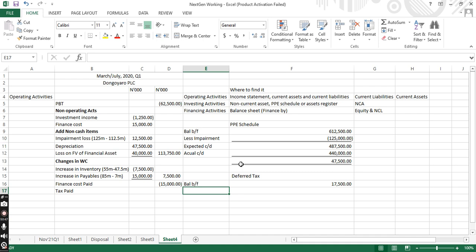Normally, if there was tax for the year, we would have added it back. Alright, that's relief. So let me use 10,000, closing balance minus opening balance.